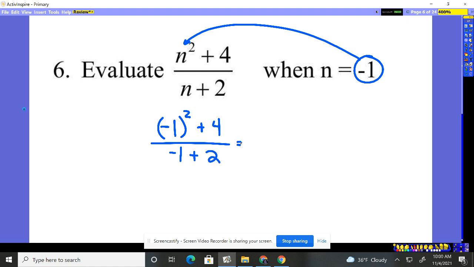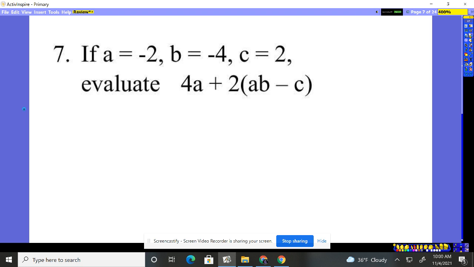So this says do everything up top. Negative 1 squared means negative 1 times negative 1. That's positive 1 plus 4. In the bottom here, the denominator, negative 1 plus 2. Well, that's just positive 1. So 1 plus 4 is 5. Divided by 1 gives us an answer here of just 5.